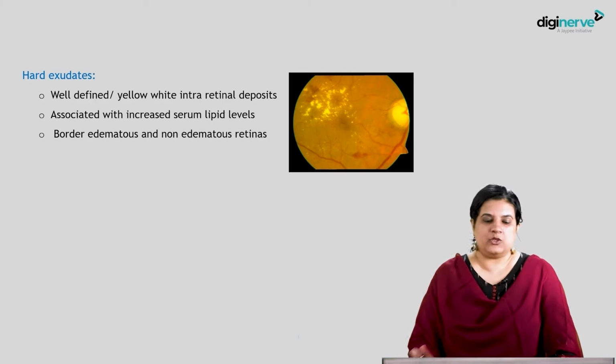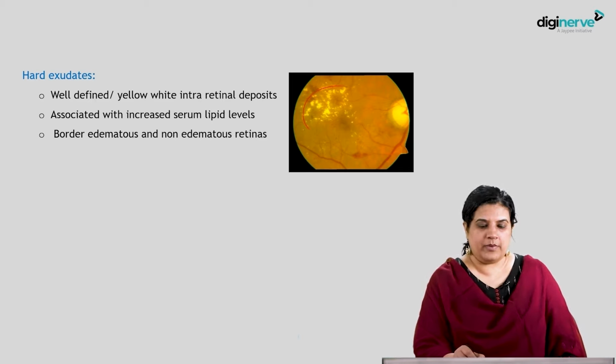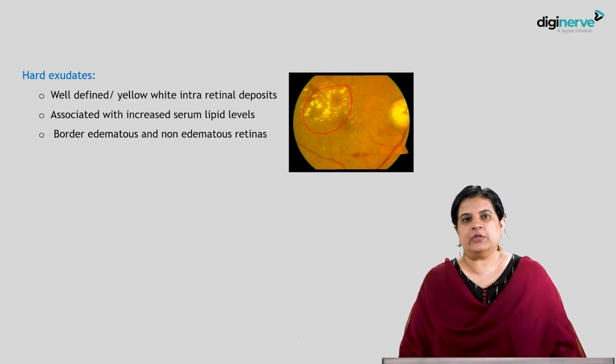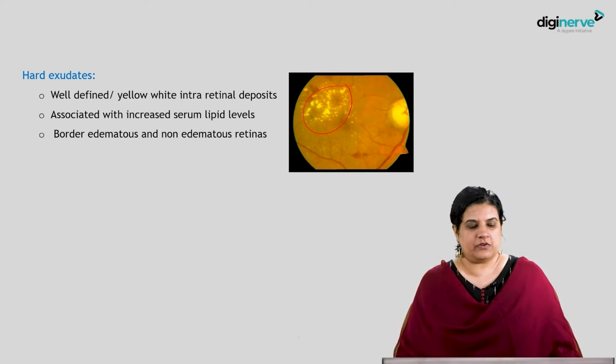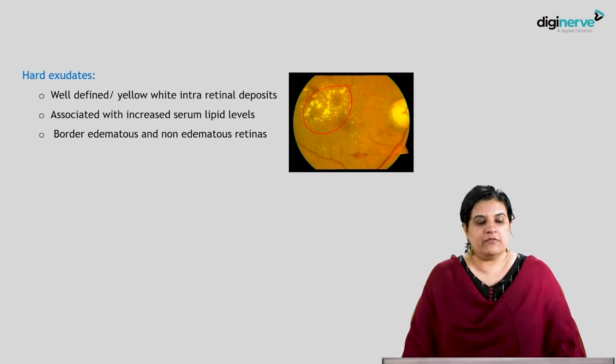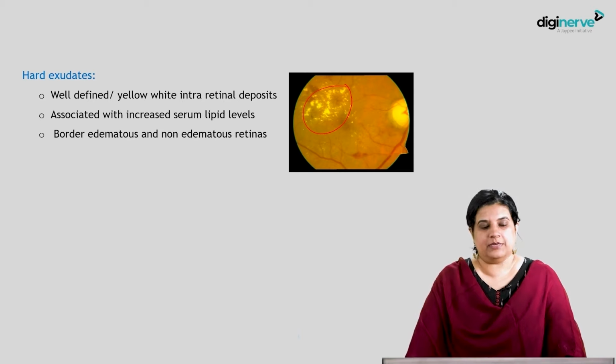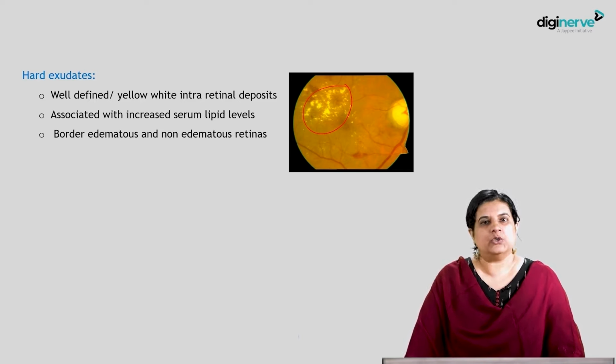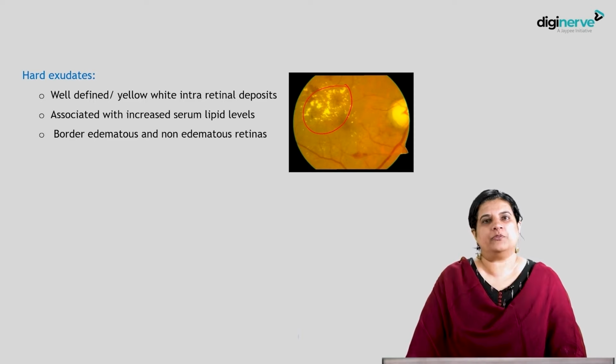Hard exudates, as you can see, these gritty yellow prominent exudates, when you see them under a stereoscopic examination, you will see that they are slightly elevated from the surface of the retina. They are very well defined, unlike their counterpart of soft exudates. They are associated with increased serum lipid levels, and usually they border the junction of normal and edematous retina. So, whenever there are hard exudates, you can make out roughly that there is an area of capillary non-perfusion on one side, and on the other side the perfusion is maintained.